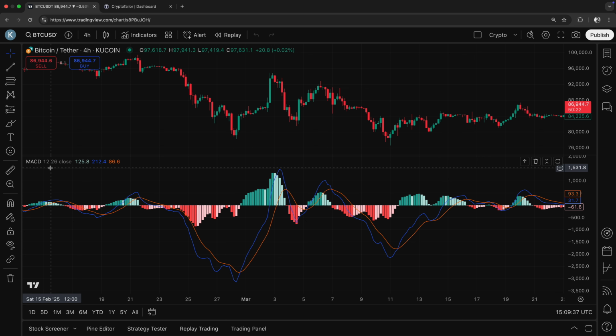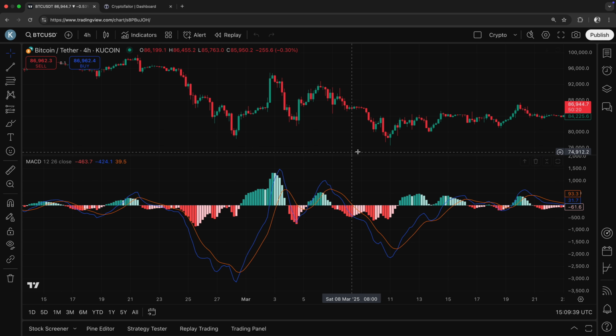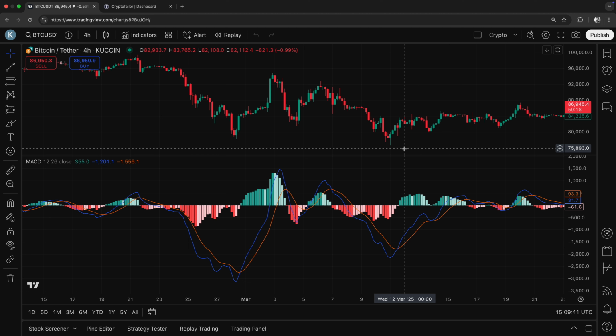MACD, or Moving Average Convergence Divergence, is a popular momentum indicator used in technical analysis. It helps traders identify potential buy and sell signals by showing the relationship between two moving averages of a security's price. In this video, I'll show you how to automate your trades using the MACD indicator.